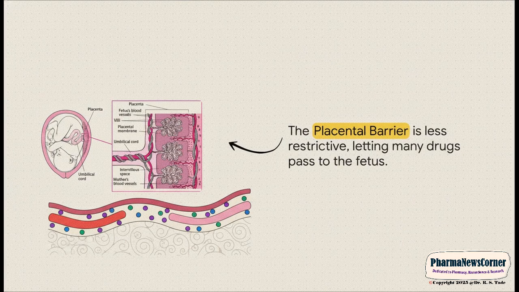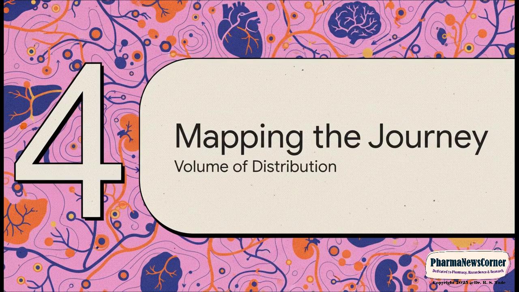A lot of drugs can actually cross it. And this is exactly why we have to be so incredibly careful with medications during pregnancy to avoid any harm to the fetus. Okay, so we've got all these rules, all these barriers. How in the world do we actually measure this? How do we map out a drug's journey?